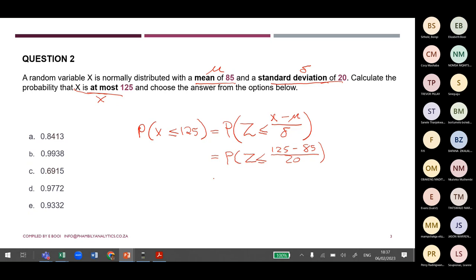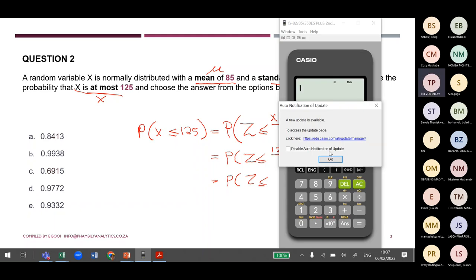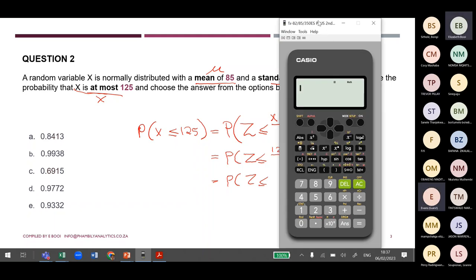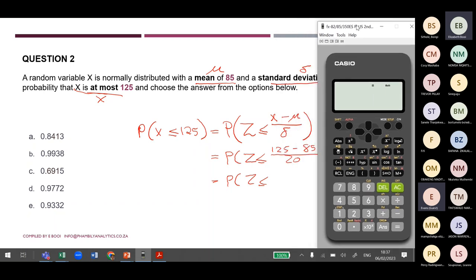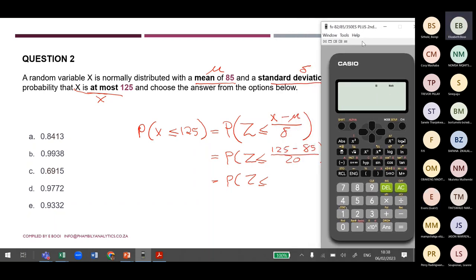-85 / 20. What is the answer? The answer is 2.25. Let's see if it's 2.25. Not that I don't trust you. No, it's 2. Not that I don't trust you. I'm going to check and use the calculator.